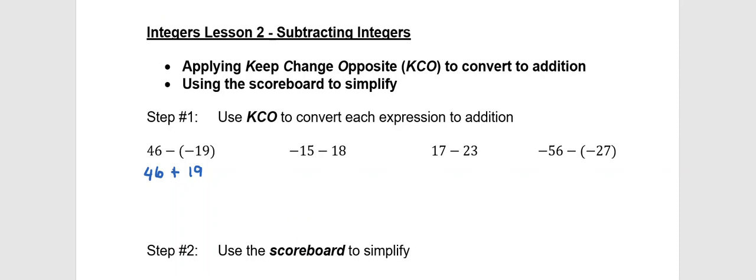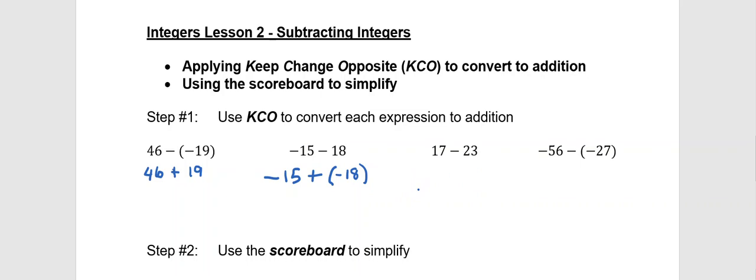So let's see. Moving on to negative 15 minus 18. Again, we're going to keep the first number, negative 15. We're going to change the subtraction to addition. But now we're going to add the opposite. So a minute ago, we were subtracting 18. So what we have to do is add the opposite of 18, which is negative 18. So negative 15 plus negative 18 is a much easier way and an equivalent way of dealing with the expression negative 15 minus 18.